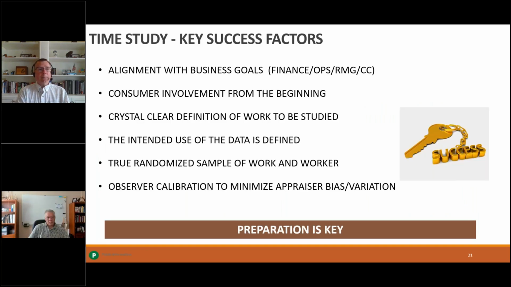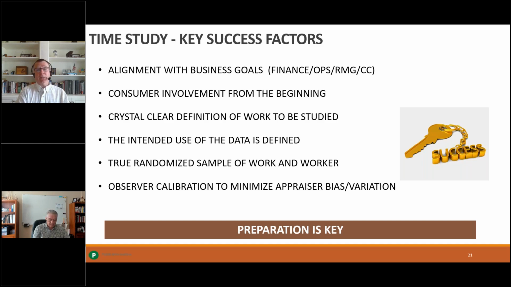So we've talked about why, what you get from studies, and how you do it. These are really the key success factors to remember. When you're setting up to do your time studies, make sure you are aligned with business goals and with your key leaders in the commitments they're making. Make sure that your consumers, those SMEs and frontline managers, are involved from the very beginning, so you can begin getting their commitment right from day one.